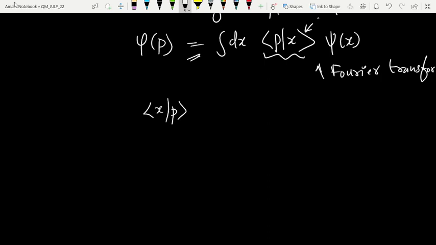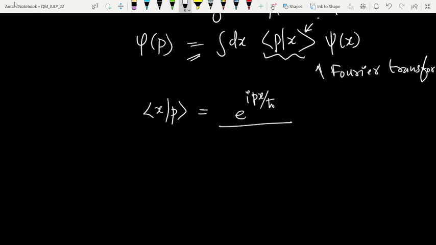Fourier transform and inverse Fourier transform. Noting this expression as Fourier transform, we can say that this inner product of x with p is e raised to ipx by h cross, because that is the function in Fourier transform. And this h cross is coming because the exponent of e should be dimensionless, and h cross has the dimension of p and x, and it is known as Planck's constant.